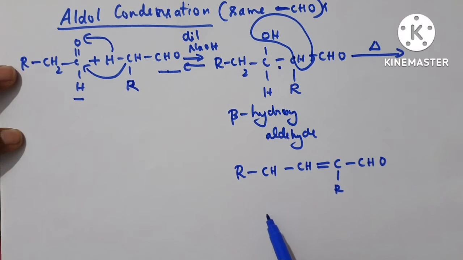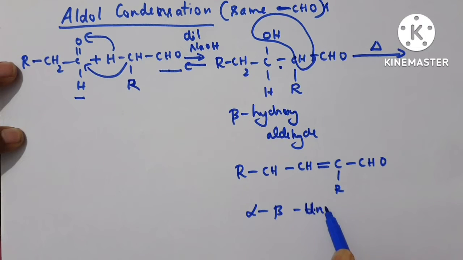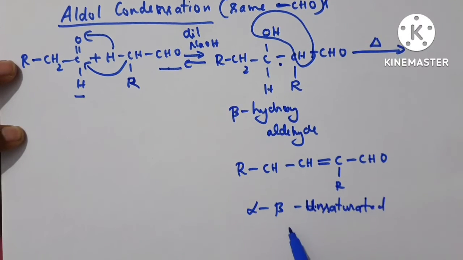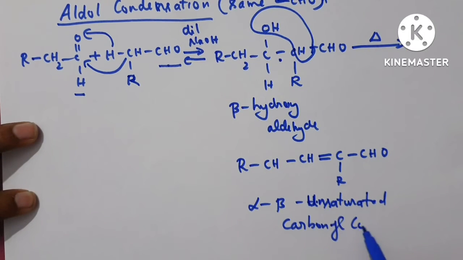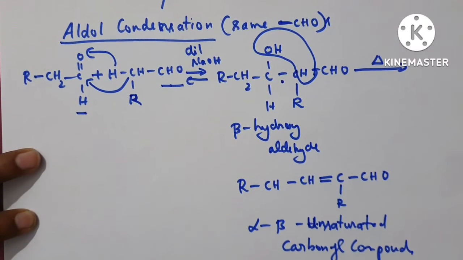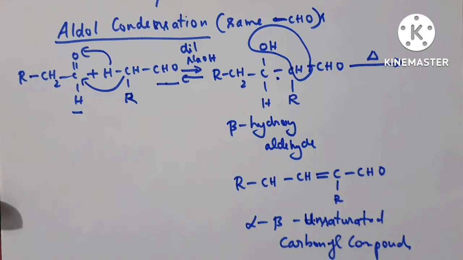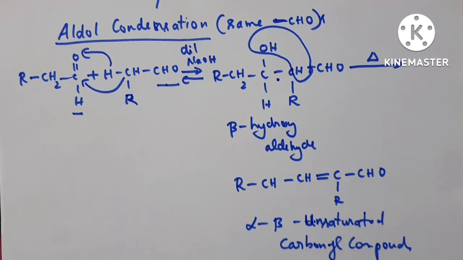And this is generally known as alpha beta unsaturated carbonyl compounds. This is the final product of aldol condensation. Hope you have understood what this alpha hydrogen atom is and how it undergoes self condensation.